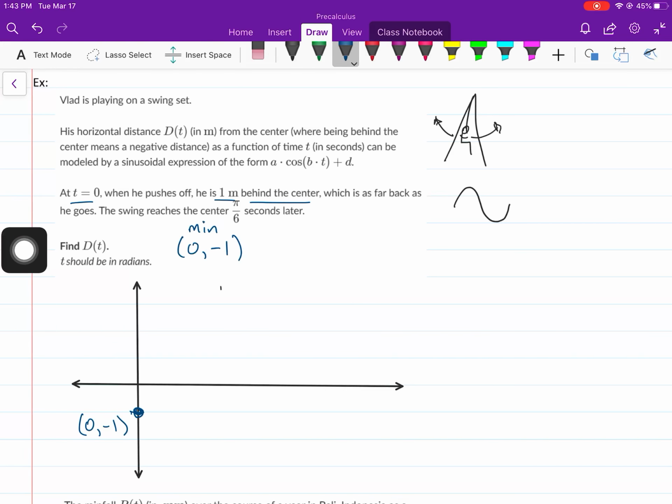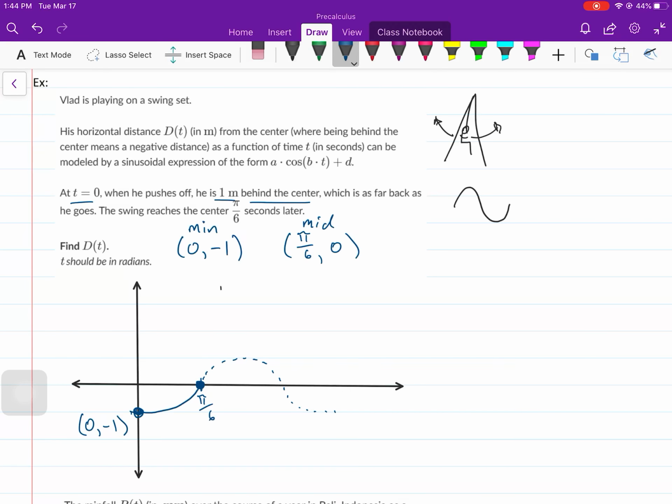Then the swing reaches the center. You can guess that's the midline. So the center, pi over 6 later. So the time is pi over 6, and the center would be 0 in this case. How do we know that? Once again, from the center, if you're behind the center, it's negative. If you're in front of the center, it's positive. So right between positive and negative would be 0. So let me just call this pi over 6, 0. Here's our other point. And since it's starting at the minimum and then going to the midline, this would be a cosine curve. So there's our cosine, and if you were to continue it, we'll go like that.